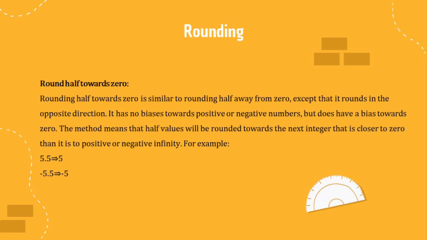Round half towards zero. Rounding half towards zero is similar to rounding half away from zero, except that it rounds in the opposite direction. It has no bias toward positive or negative numbers, but does have a bias towards zero. The method means that a half value will be rounded toward the next integer that is closer to zero than it is to positive or negative infinity. For example, 5.5 equals 5, negative 5.5 equals negative 5.